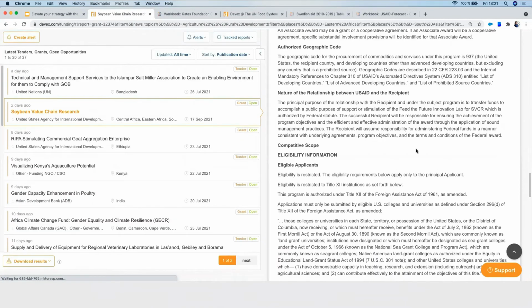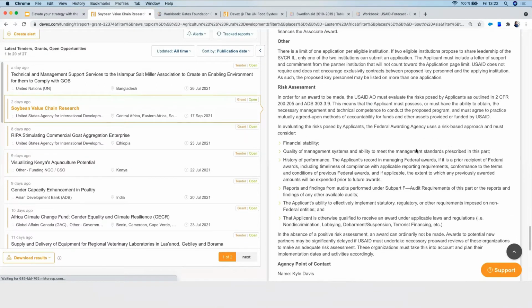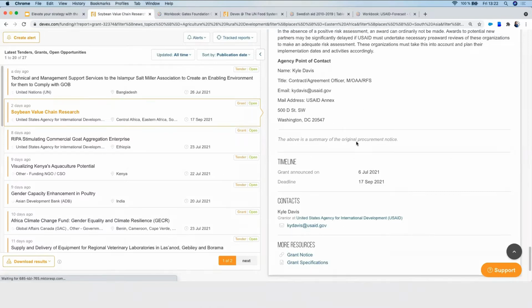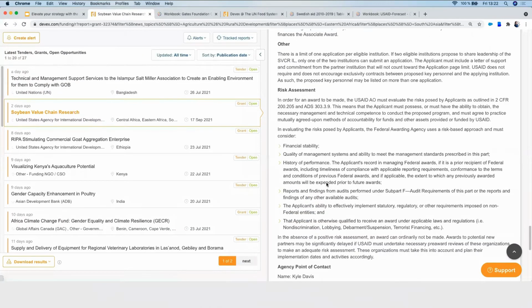Now, you've also got the eligibility information and criteria, and also the agency point of contact. This is quite key also, if you have any inquiries before submitting that application. Any resources that the donor does publish will be under here, under more resources. So you've got the grant notice in this case, and grant specifications.